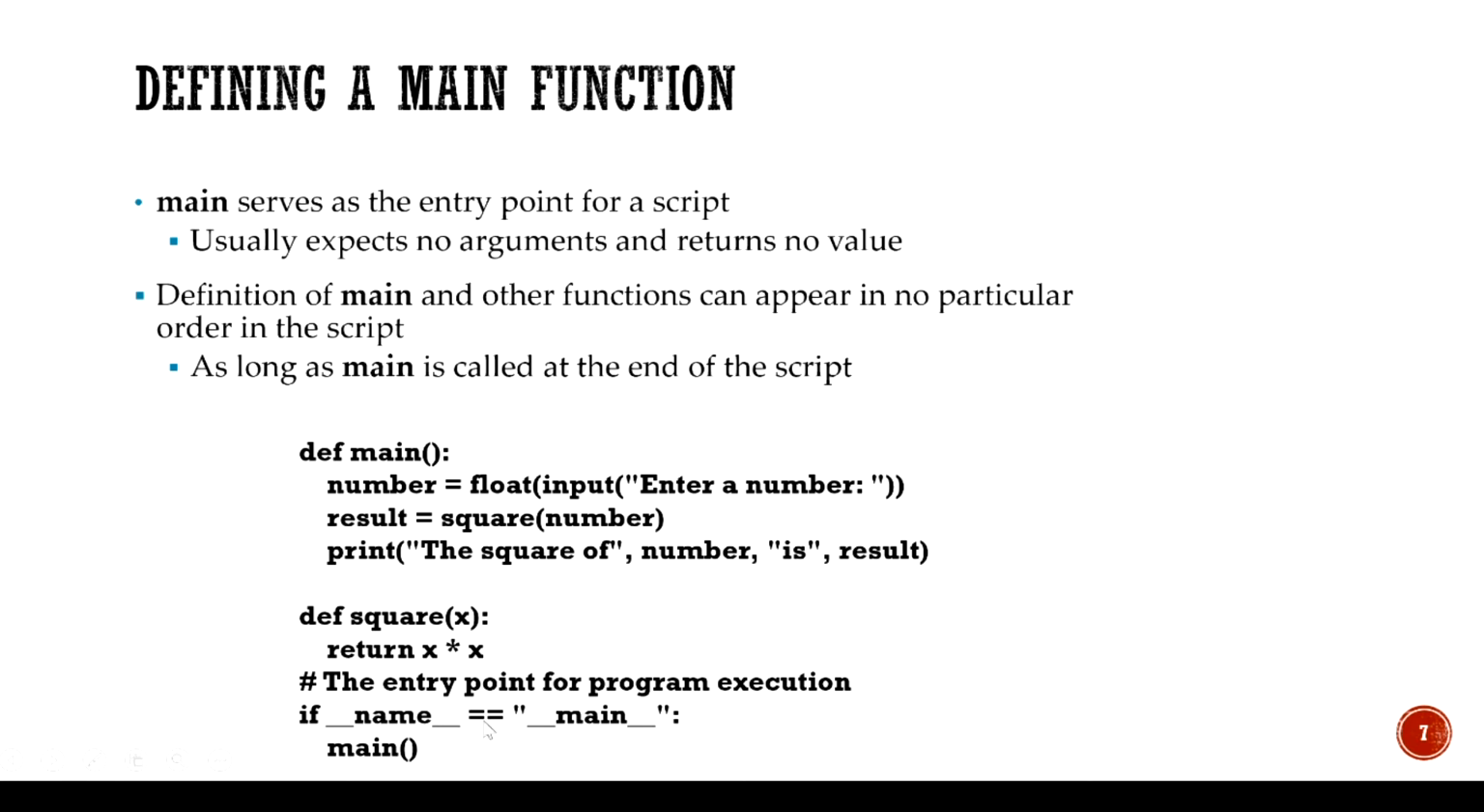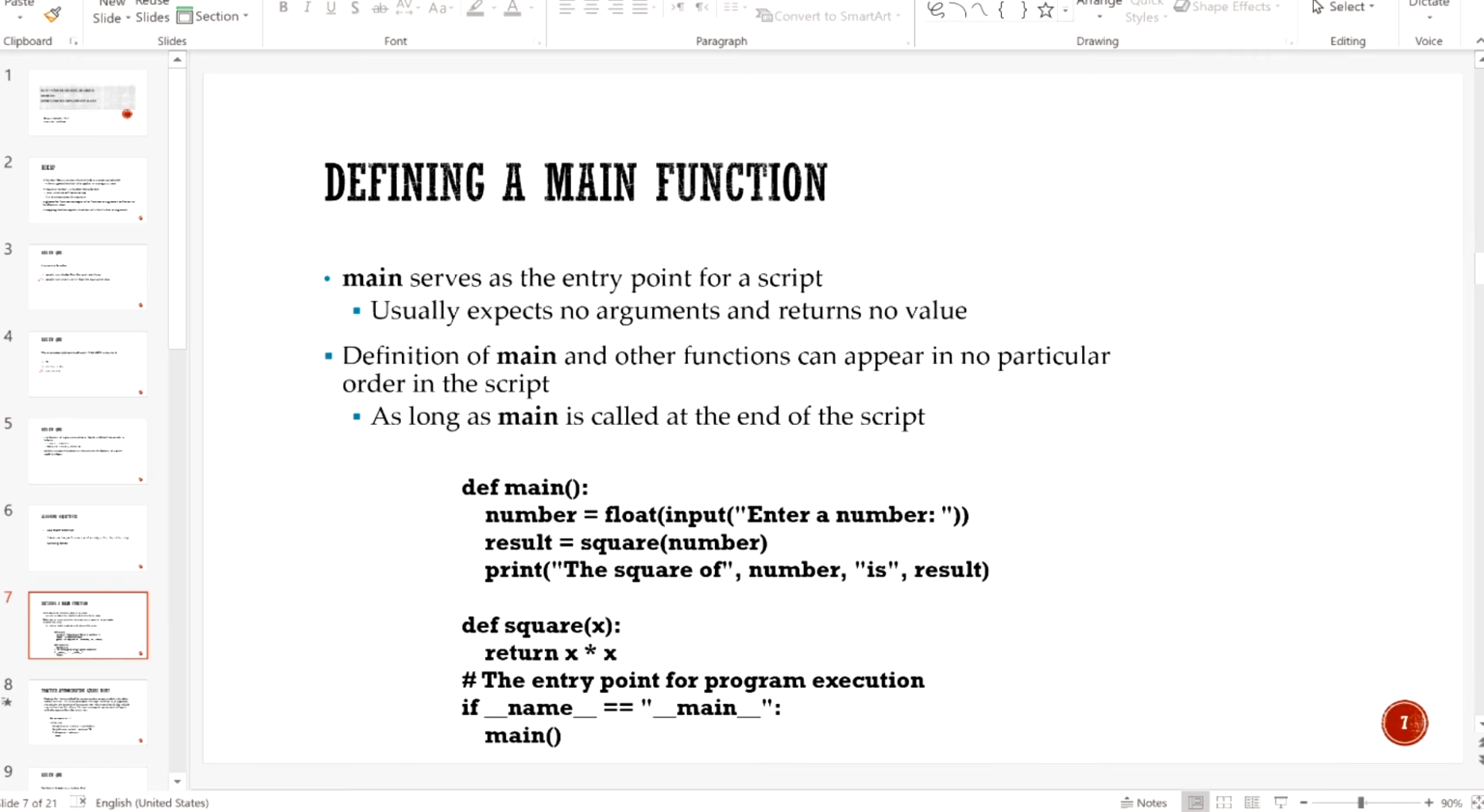Now, the third part is the entry point for program execution. We need to add these two lines in order to make the main function work. If __name__ equal to __main__. So these are special variables in Python, which execute all codes, all pieces of your algorithm. And then we call the main function. Let's try to implement this.